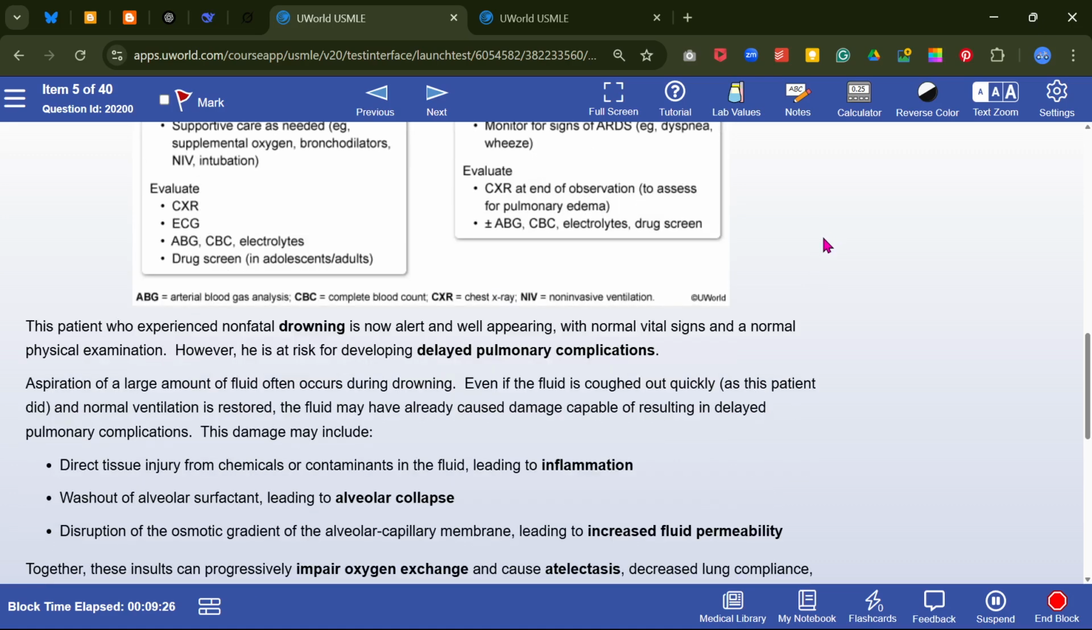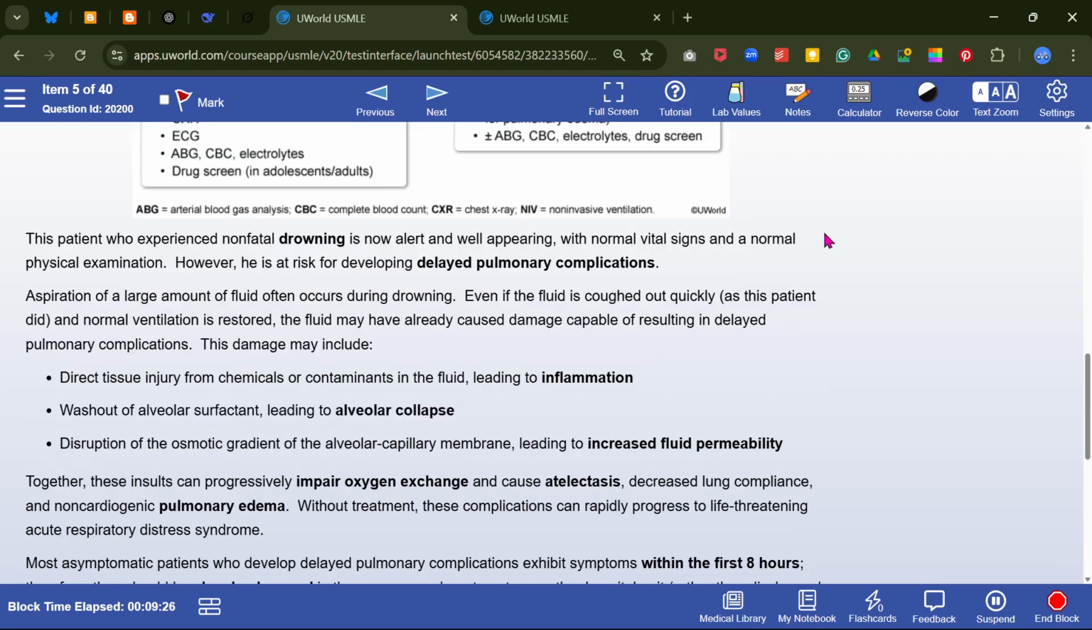The damage may include direct tissue injury from chemicals or contaminants in the fluid leading to inflammation, washout of alveolar surfactant leading to alveolar collapse, disruption of osmotic gradient of the alveolar capillary membrane leading to increased fluid permeability. Together, these insults can progressively impair oxygen exchange and can cause atelectasis, decrease lung compliance, and non-cardiogenic pulmonary edema.